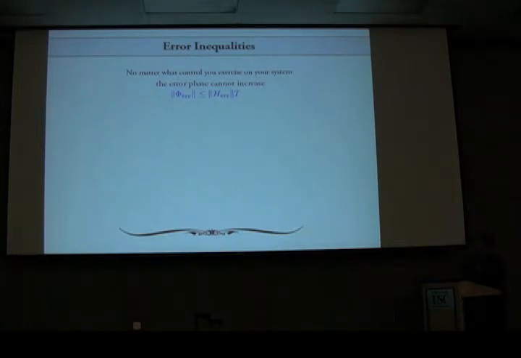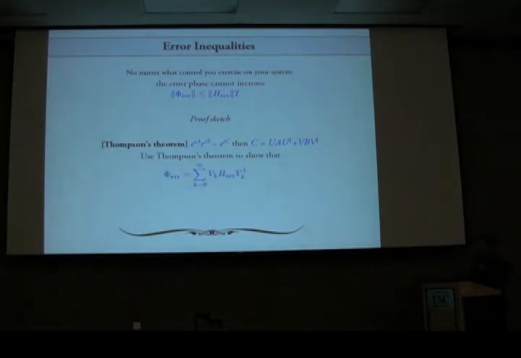Kind of makes sense. But let me just give you a proof sketch. We use Thompson's theorem, which is this: if you have two product exponentials, you can write them as a new exponential, and then C is related to A and B like that. Then just use a discretization, and drag your phi error like that, and just use the triangular inequality. And of course, restrictions apply to the interpretation. And you don't really have to buy this from me.